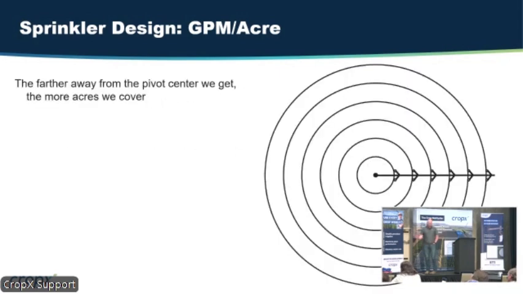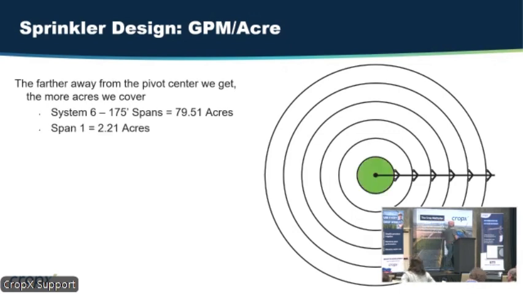Now we're going to talk about this same pivot here. Okay, I have 6 spans, they're all 175s, and it covers 79.51 acres. Actually, we're going to talk about each span as its own outlet, right? We're not going to talk specifically about each nozzle, but let's just talk about each span individually. Span 1 covers 2.21 acres, okay?